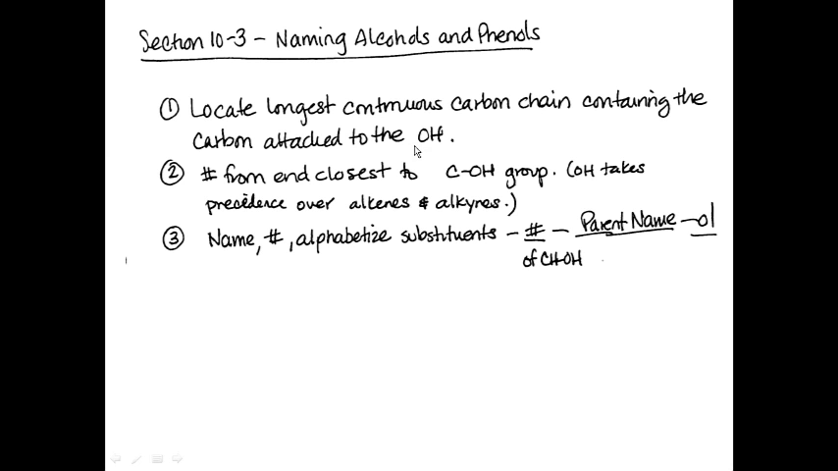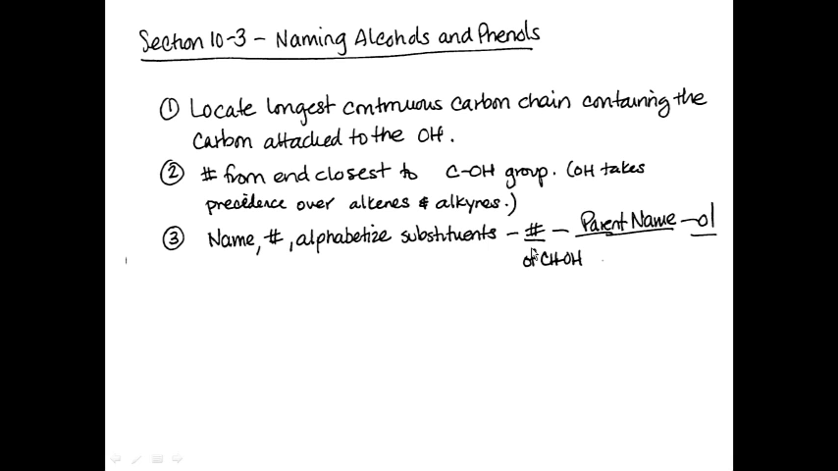If you have an OH in your molecule, it turns out that will actually have precedence both in the numbering scheme as well as in the naming. So what we do is we locate the longest continuous carbon chain that contains the carbon attached to the OH. And then we number from the end that's closest to the carbon with the OH group attached to it. As I said, the OH takes precedence. And then we'll name and number and alphabetize the substituents.